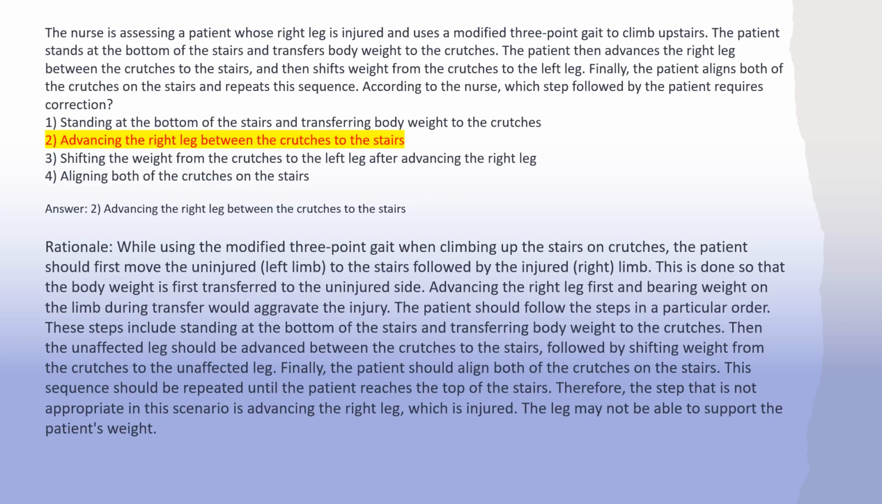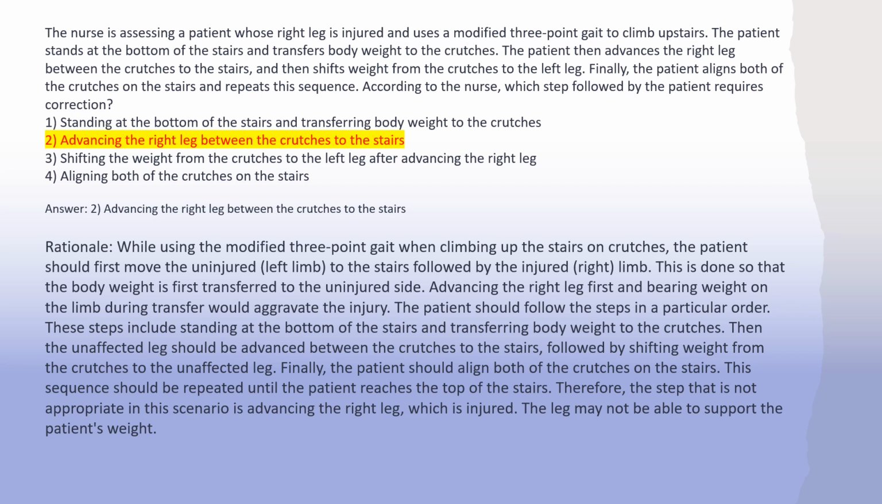Answer 2. Advancing the right leg between the crutches to the stairs. Rationale: while using the modified three-point gait when climbing up the stairs on crutches, the patient should first move the uninjured left limb to the stairs, followed by the injured right limb. This is done so that the body weight is first transferred to the uninjured side. Advancing the right leg first and bearing weight on the limb during transfer would aggravate the injury.